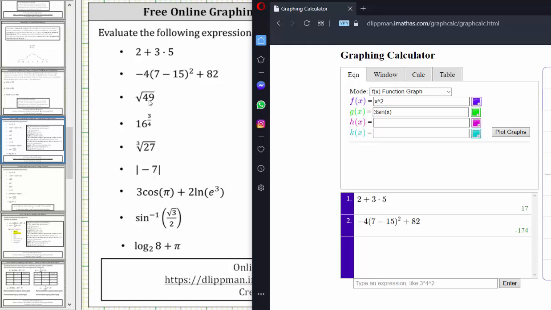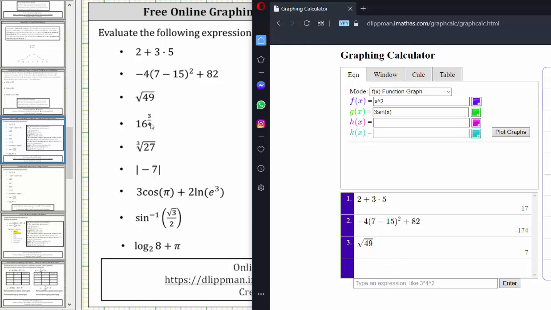Next we have the square root of 49. To enter a square root, we type SQRT, and then we enter the radicand in parentheses. So we have open parenthesis 49, close parenthesis, enter. The square root of 49 is equal to 7.